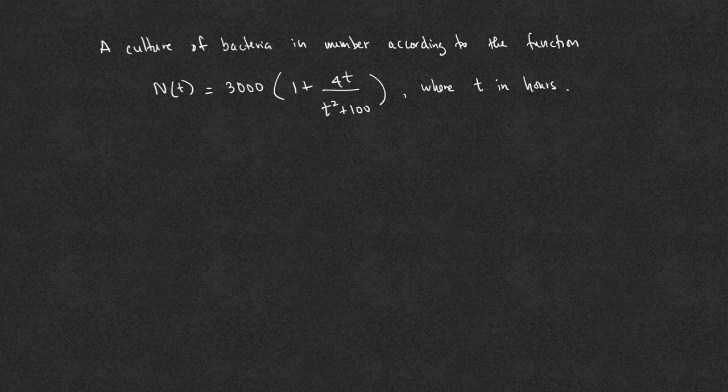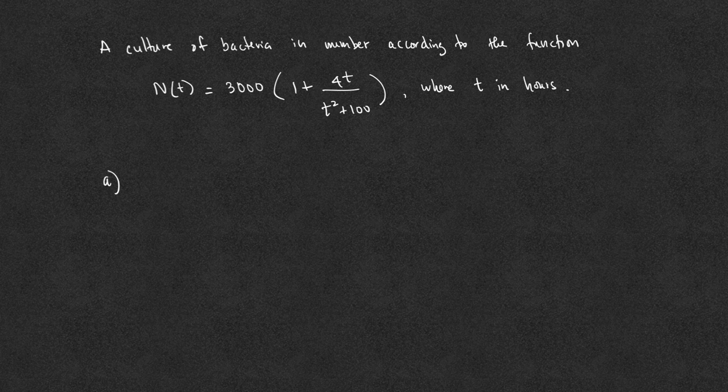A culture of bacteria grows in number according to the function N of t equals 3000 times the quantity 1 plus 4t over t squared plus 100, where t is measured in hours and N is the number of bacteria. Find the rate of change of the number of bacteria.